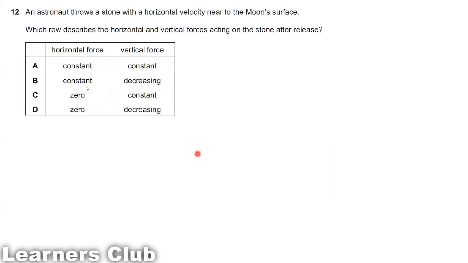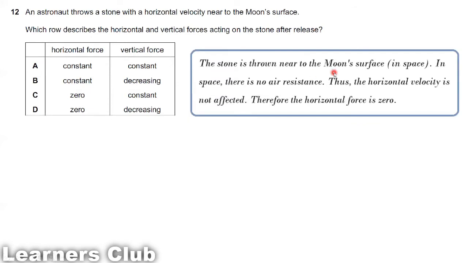Question 12. An astronaut throws a stone with horizontal velocity near the moon's surface. Which row describes the horizontal and vertical forces acting on the stone after release? As you know, the stone is thrown near the moon's surface. There is no air resistance near the moon. So what happened? The horizontal velocity is not going to be affected by any other conditions. Therefore, the horizontal velocity is going to remain constant, which means the acceleration is 0.